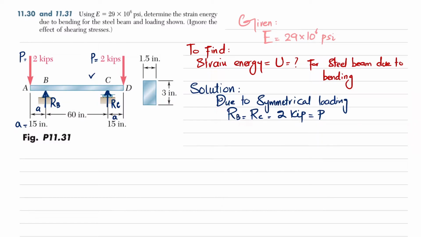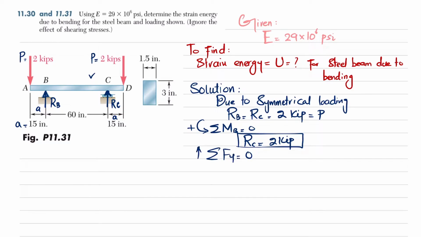Also you can apply the equilibrium condition that the sum of all moments about point B is equal to 0, taking the counterclockwise moment as positive, so you will get RC is equal to 2 kips. And by using another equilibrium condition, that the sum of all forces along the y direction, taking the upward force as positive, you will get RB is equal to 2 kips. You can do it by yourself, it's very easy.